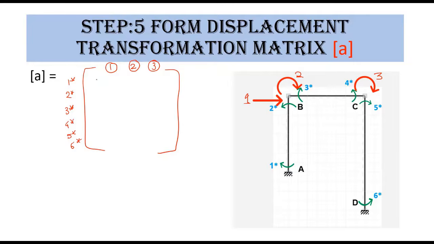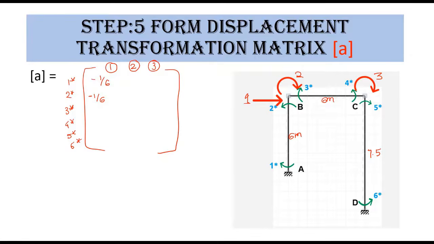So the 1 star will become minus 1 by length of AB, which is 6 meter, BC is 6 meter, and DC is 7.5 meter. So for AB, it is minus 1 by the length of AB, which is 6, and 2 star also will be minus 1 by the length of AB, that is 6.